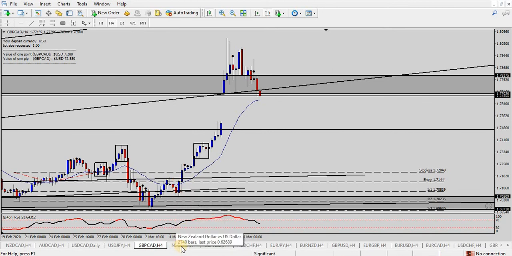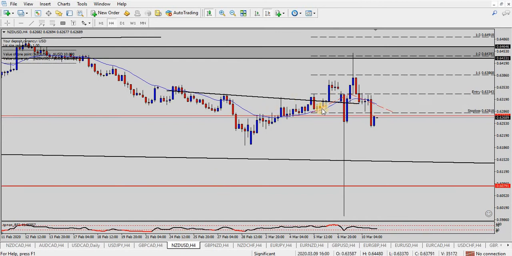Let's move on to NZD USD. I was playing this head and shoulders formation, so I was playing the break of this high right here, stops behind the swing. So let me show you guys. I hope you guys are seeing this head and shoulders.